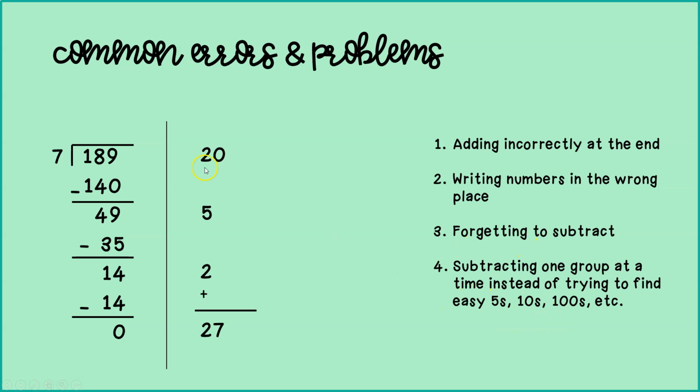They will just say 1, 1, 1, 1. So they'll just subtract 7 at a time or 2 groups or something like that instead of trying to find those easy benchmark numbers like multiples of 10, fives, etc. So again, these are all issues that can be resolved. If this method works for the student, then these issues can be easily solved.